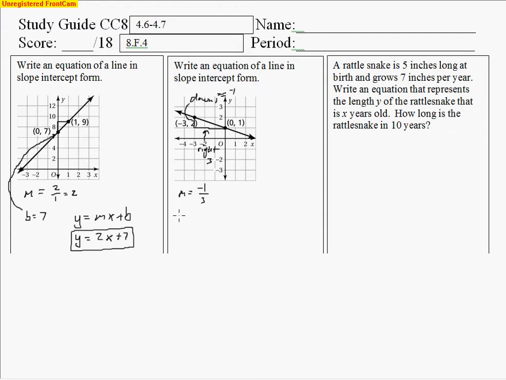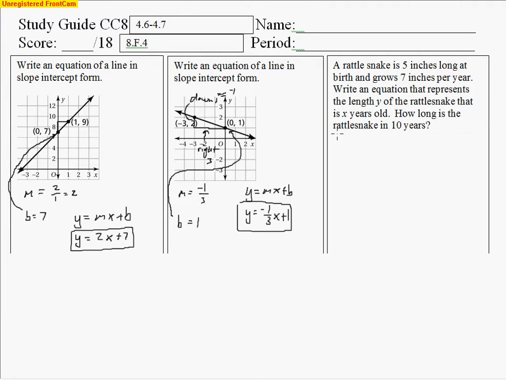And so I need to find the y-intercept now. Again, you're looking for where it crosses, and right there it is, 0, 1. So 1 is the y-intercept. We do the same thing, write it in the slope-intercept form. So our answer is y equals -1/3 x plus 1.